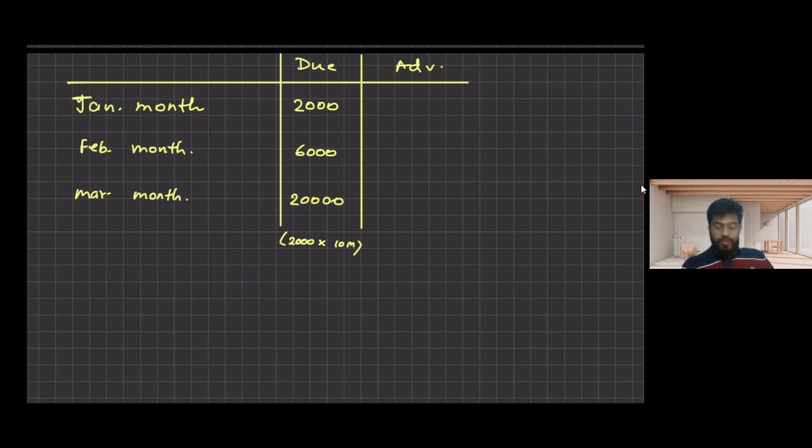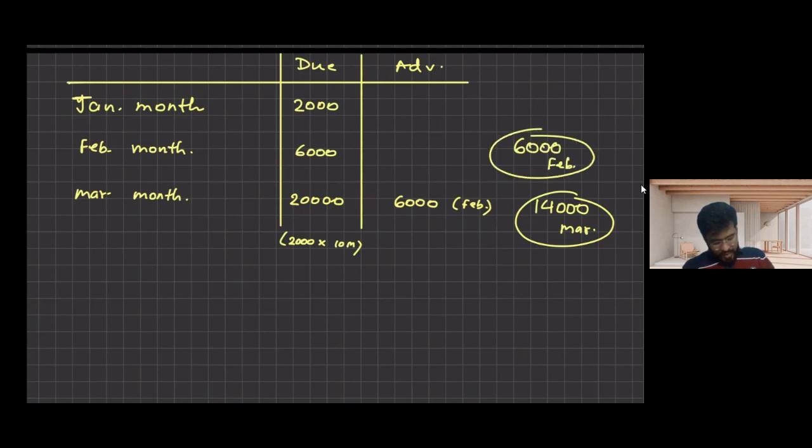But have you received any advance already? Yes, sir. In the month of February, I received the advance from three members in the month of February itself. So how much is due? Obviously, if they have paid this fees already, they will not pay me again. So I need to receive 14,000 for the month of March, 6,000 for the month of February, and 2,000 for the month of January. So this amount I should receive from the members.